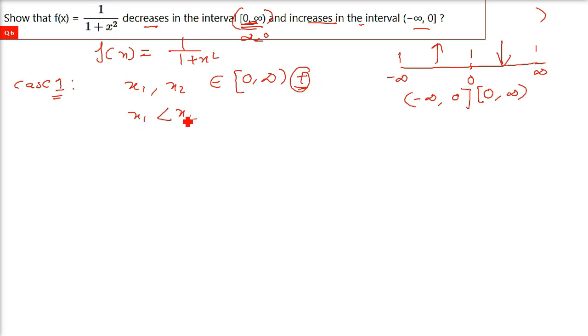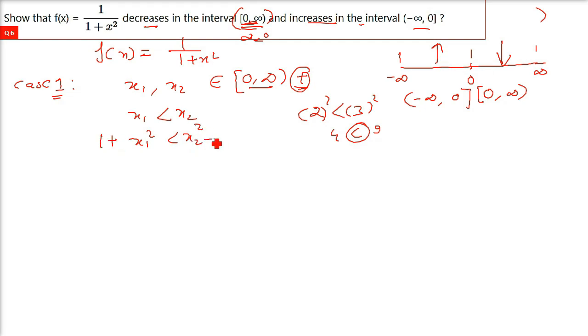So how are we going to get 1 by 1 plus x square? Let us square it: x1 square and x2 square. Just square both sides. When we square both sides, just take any two positive numbers, say 2 less than 3. It is between 0 to infinity. Now just square it. What do you get? 4 less than 9. So if you square it, the less than sign will not change. It will remain like that. It won't affect at all.